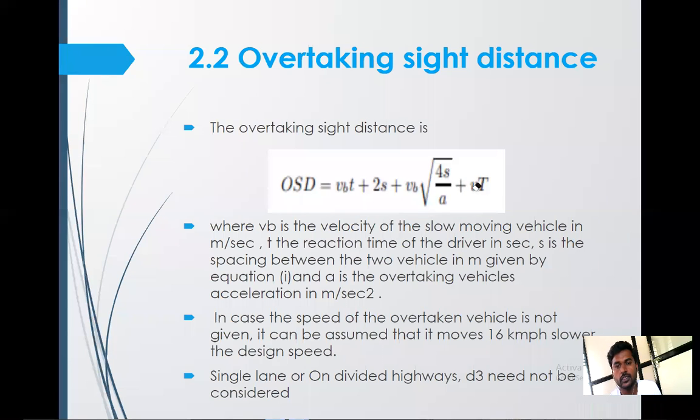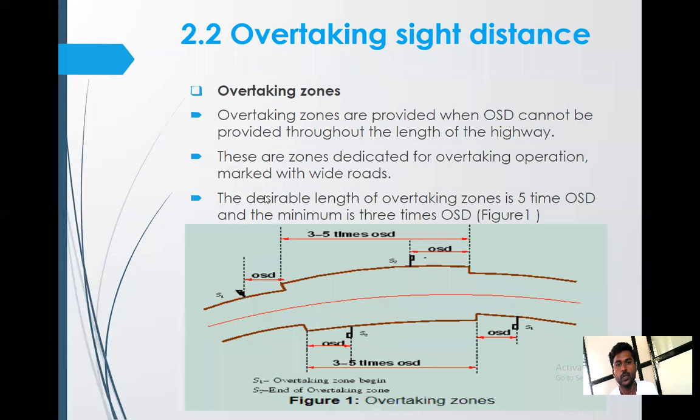Suppose the road on which we are calculating the overtaking sight distance is one way only. At that time, there will not be vehicle C. So the total OSD will be equal to D1 plus D2 only. D3 will not be there because it is only one way traffic. That also we have to keep in mind. We have written that part in the notes yesterday.